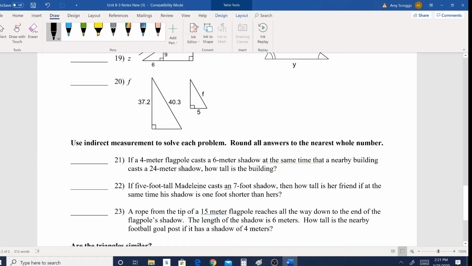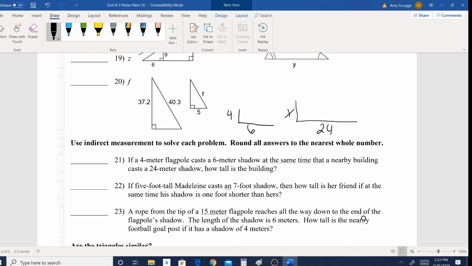It says if a 4-meter flagpole casts a 6-meter shadow. So here's our flagpole, here's our shadow. So it's 4 meters and a 6-meter shadow. At the same time, nearby, it says a building casts a shadow. So I don't know how tall the building is, but I know the shadow is 24. How tall is the building?